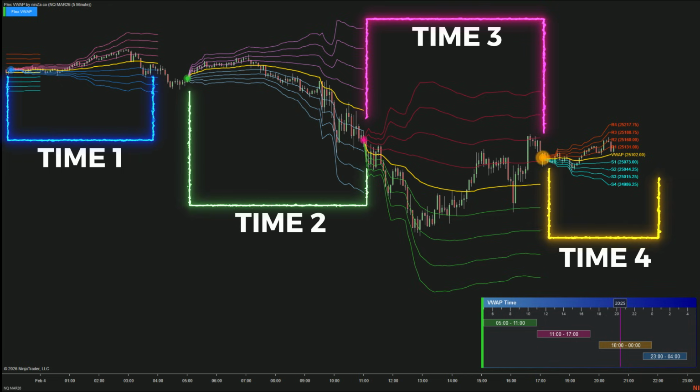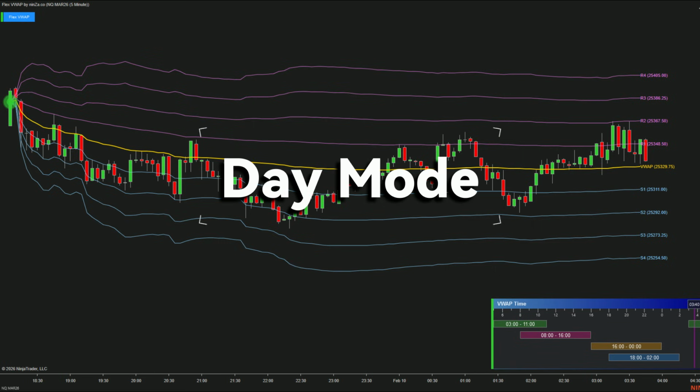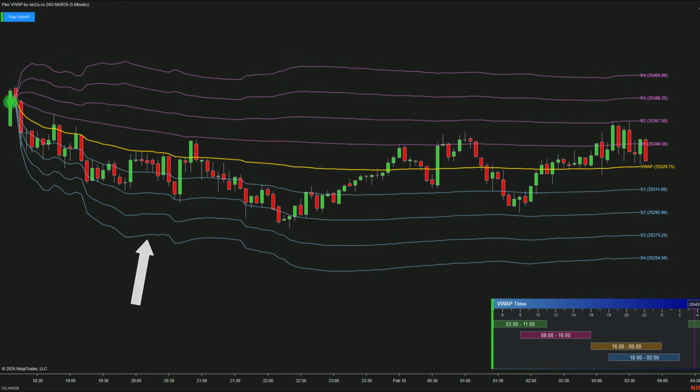A dedicated VWAP time panel is also included, helping you track active market sessions in real time and anticipate upcoming session transitions. And we still keep day mode, which is the traditional VWAP. This mode helps day traders identify the primary trend of the session. When price stays above the day VWAP, the buying side holds the overall advantage.